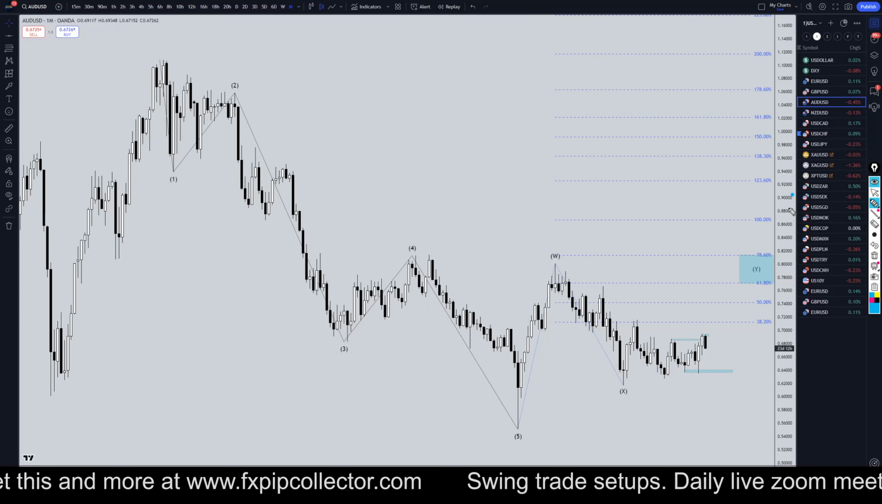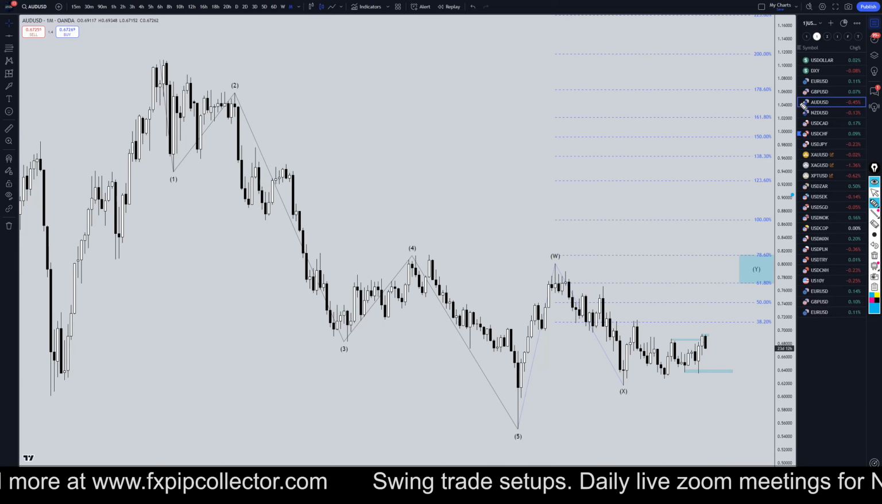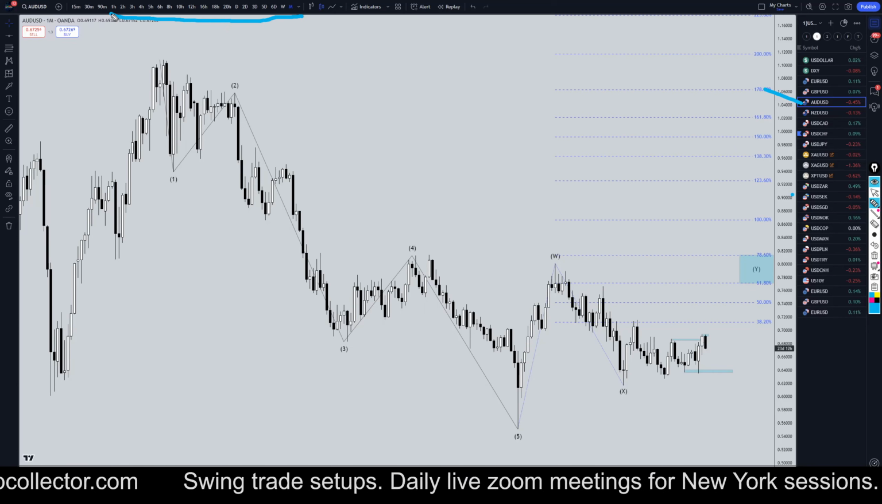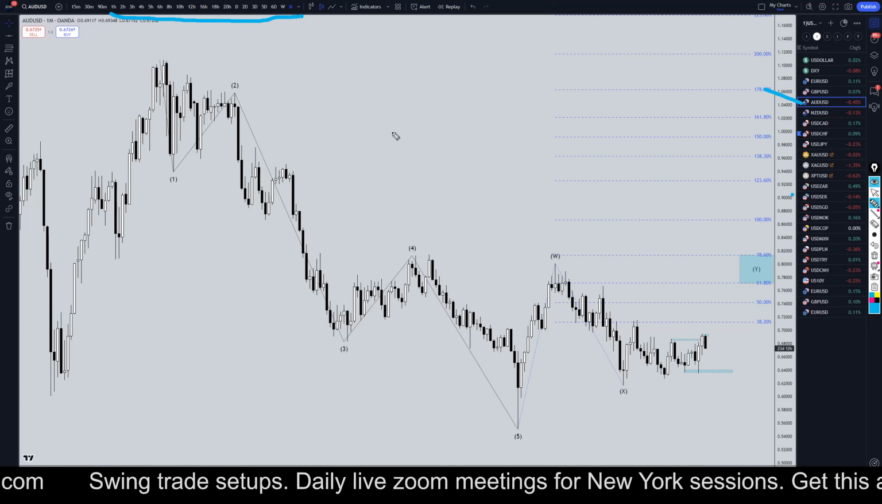Today is Tuesday, October 8th, and this is my analysis for the Aussie US dollar, starting on the monthly, working my way all the way down to the 1 hour time frame for the full top-down analysis.